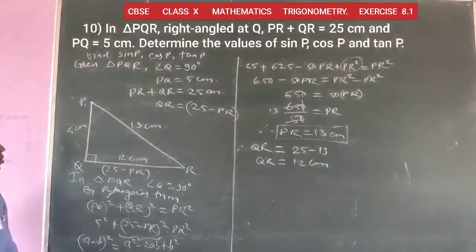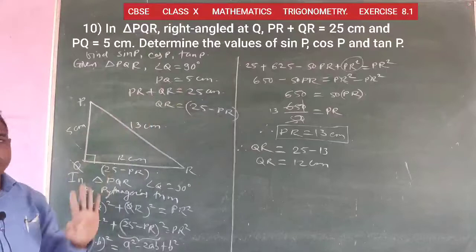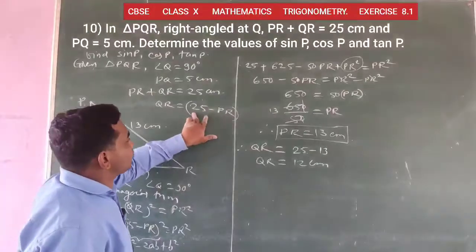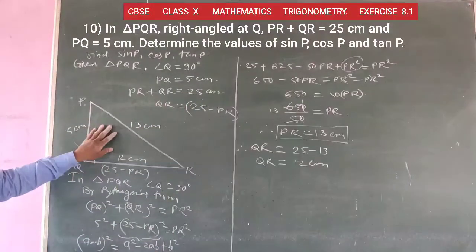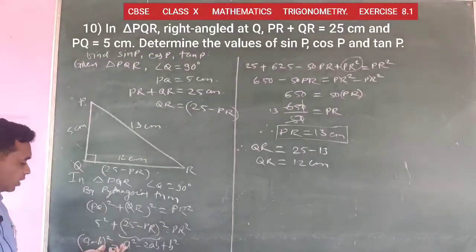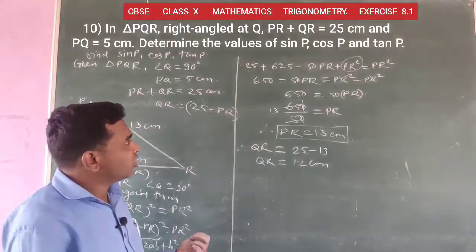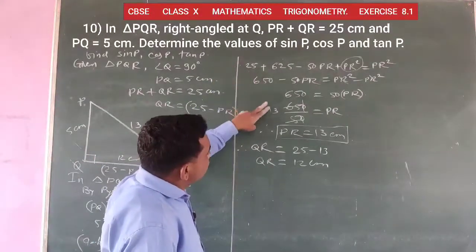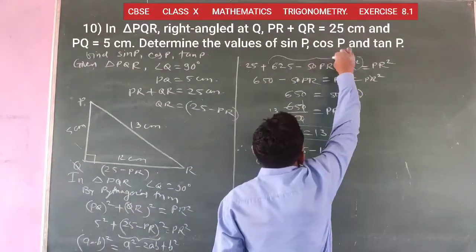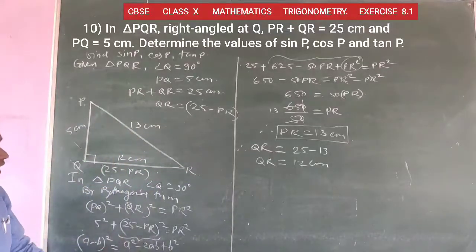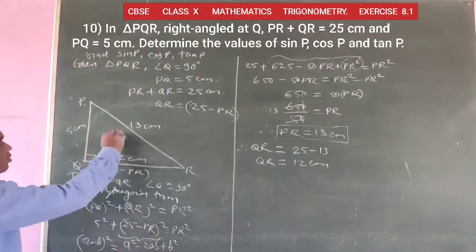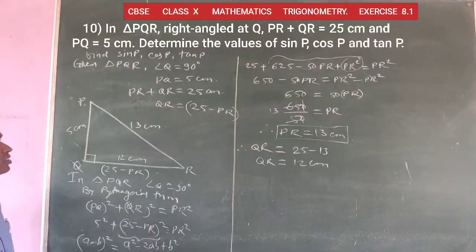Understand? PR plus QR is equal to 25 centimeter. Using this expression we find the value of QR in terms of PR, that is 25 minus PR, and this is a right angle triangle, so by using the Pythagoras theorem and the identity you have learned in class 8, and after solving we get PR equal to 13 centimeter. This is the expansion according to this identity. QR is 12 centimeter, PR is 13. Now we get the measurements of all three sides of the triangle.